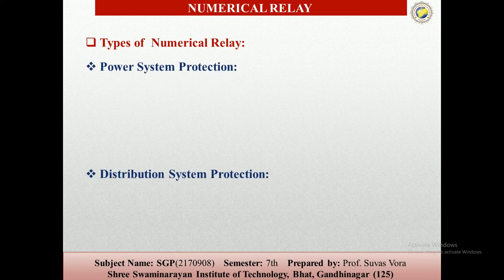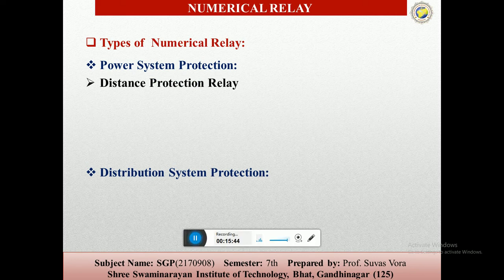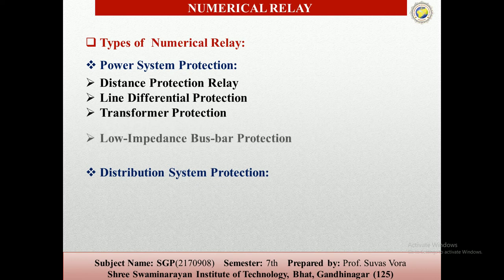If a fault occurs, meaning overcurrent occurs, at that time the digital signal is converted by the digital to analog converter and given to the circuit breaker to trip the circuit. So this is the basic block diagram of the numerical overcurrent relay protection system.